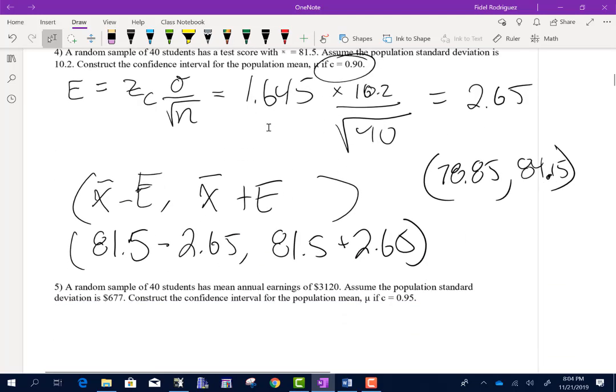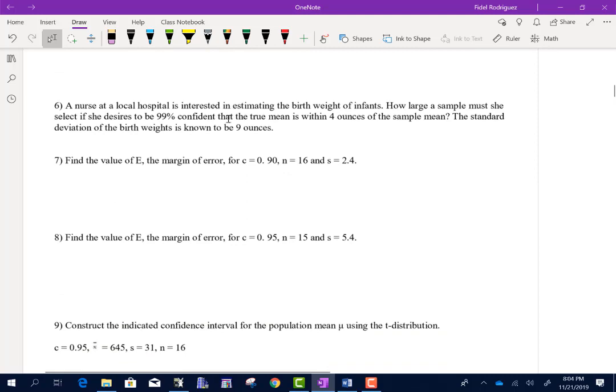Guys, anything on the second page? Okay, 5 through 10, let's do number 6. Alrighty.